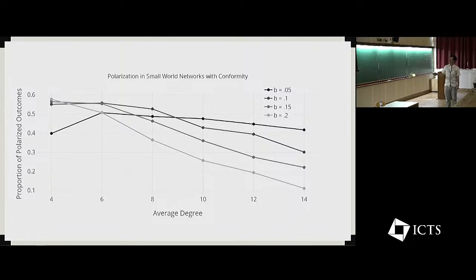As degree increases, it depends on what B is. As degree increases, if B becomes high, you end up looking more and more like a complete network or like a generic non-small world network. For low B, though, for high degree, you still end up with a significant number of polarized outcomes. And so what we're seeing here is that although polarization is rare from the point of view of all possible networks, once you start paying attention just to small world networks, where you have these sort of realistic features of human networks, polarization ends up being very common.